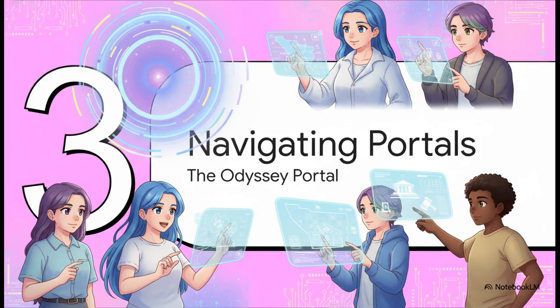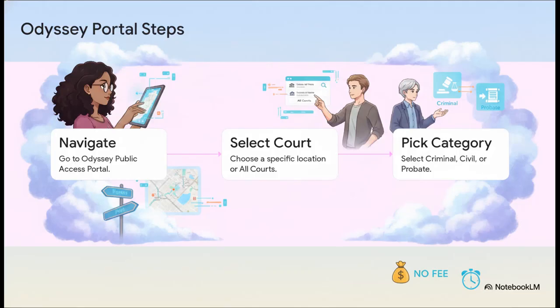Let's get into the practical stuff. Section 3, navigating the official websites, the Odyssey portal. This right here is the workhorse of Brazoria County's online system. Step 1 is getting yourself to the cloud-based Odyssey portal. Once you're there, for Step 2, you'll see a drop-down menu. You can either select a specific justice of the peace location, or, if you're not sure, just leave it on all courts for a nice, broad search. Finally, in Step 3, just click on your specific case category like criminal or civil. By following this exact sequence, you completely bypass those manual, queue-based requests that typically carry a $5 administrative search fee if you were to call the clerk's office directly.